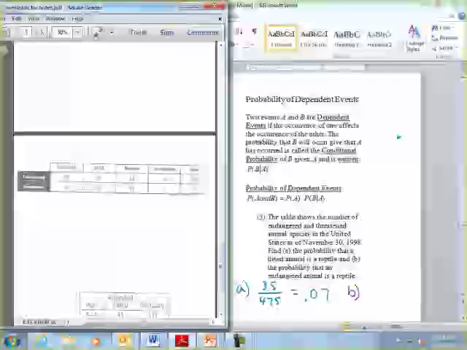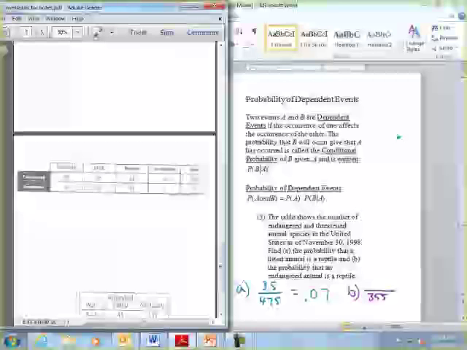Part B gets a little more specific, and this is where we think about dependent probabilities, that we're narrowing down the field of what we're looking at. It says, what is the probability that an endangered animal is a reptile? So now our denominator is just endangered animals. So we would want to add up just the endangered information. So 59, 75, 14, 9, and 198. And we get 355.